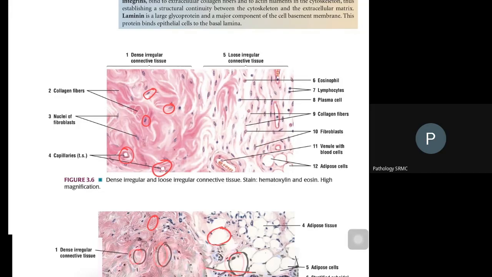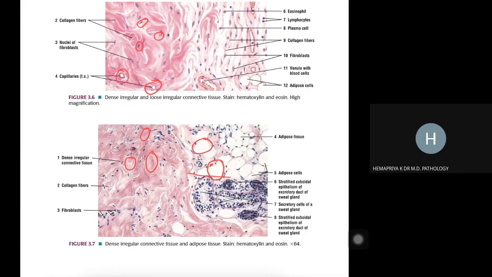Dense irregular and loose irregular connective tissue, stain H&E, high magnification. Starting from the top, dense irregular connective tissue, which contains collagen fibers, nuclei of fibroblasts and capillaries. Then on the right side, there is loose irregular connective tissue, which shows eosinophils, lymphocytes, plasma cells, collagen fibers, fibroblasts, venules with blood cells and adipose cells. The difference between dense and loose is the amount of collagen. In dense connective tissue, the collagen will be more. And collagen, please remember, is an extracellular eosinophilic material.